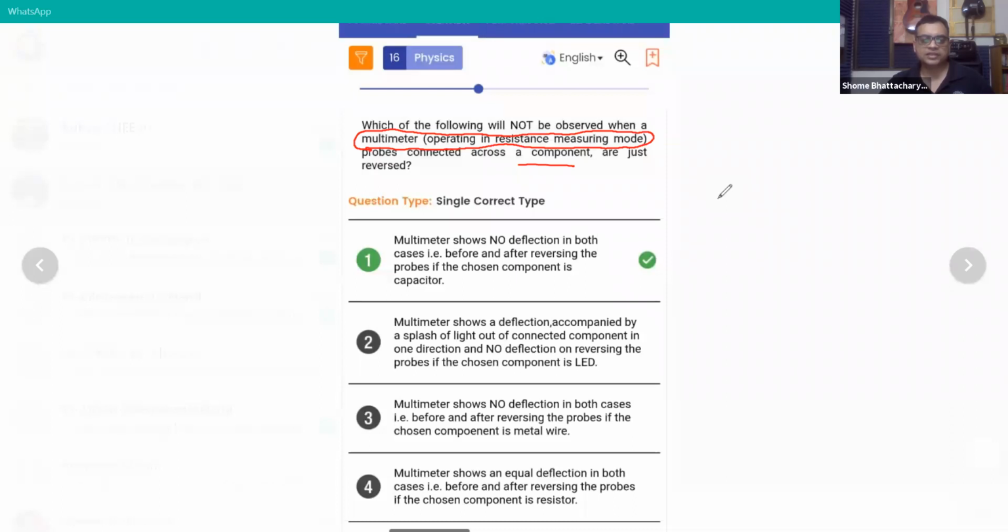Okay, whereas when it's measuring resistance, you have to connect the two probes across any device whose resistance you're measuring. So it's basically this part of your practical physics. Okay, so yeah, you have to go through the lab manual once. It's important for your JEE mains.